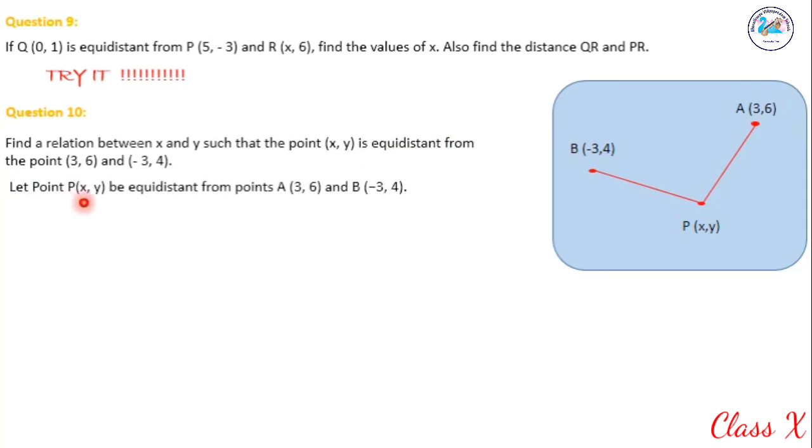So let the point P(x, y), I have just simply labeled the point P, and another point I have taken as A and another point is B. So let the point P(x, y) be equidistant from the points A(3, 6) and B(minus 3, 4). Then according to the given condition, PA is equal to PB. So let us take the distance formula and apply it here. That is x2 minus x1.